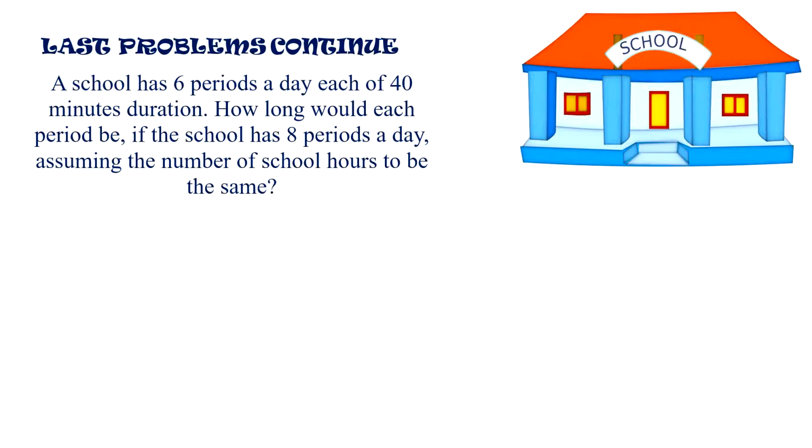What should we do firstly? What is our constant in this problem? Do we know? Since we have 6 periods, which all of them consist of 40 minutes duration, we should find the total duration of a school period. In order to find it, we should multiply 6 and 40, which is 240 minutes. The question says that the total school hours doesn't change. So, 240 is our constant for this problem.